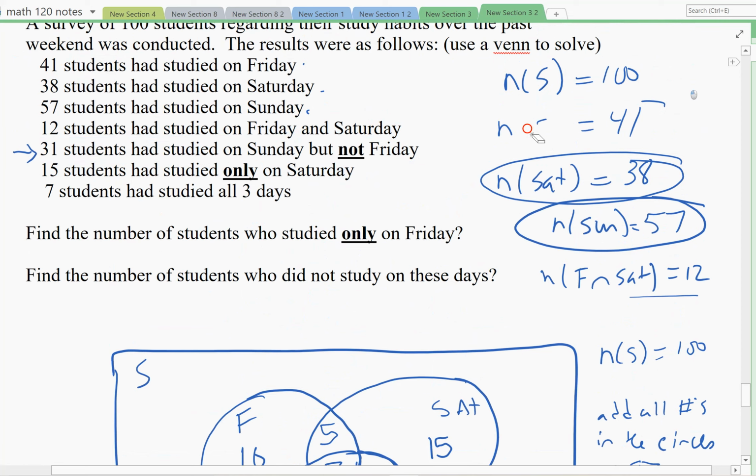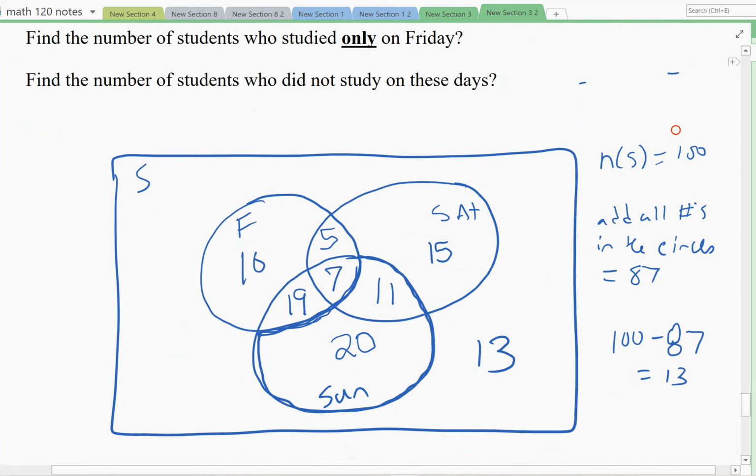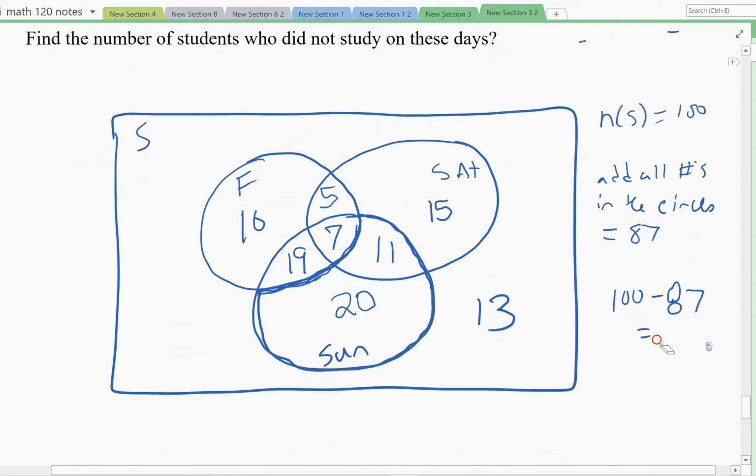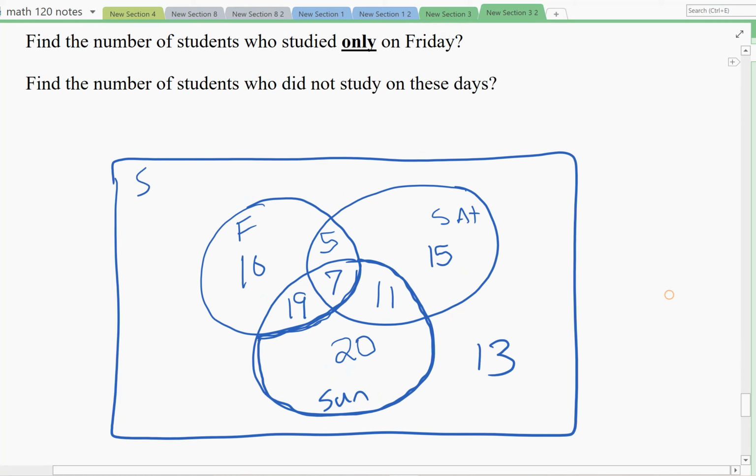All right, so I'm going to erase all of this stuff that I've got written here and answer my 2 questions. First, let me pause on the Venn diagram to give you a second to fill in all the numbers in case I did it a little fast. All right, so there's my Venn diagram with all the areas filled in. The 2 questions are, find the number of students who only studied on Friday. Well, that's these 10, right? Those are the 10 students that only studied on Friday. So 10 students.